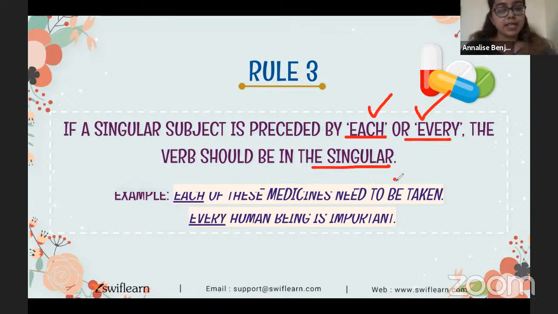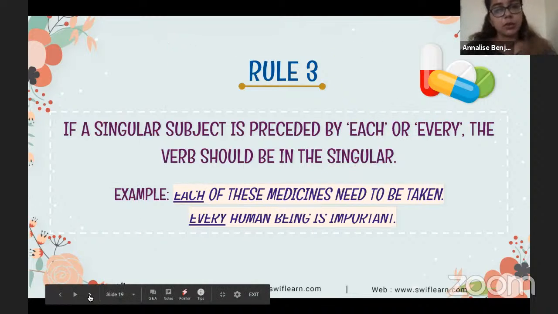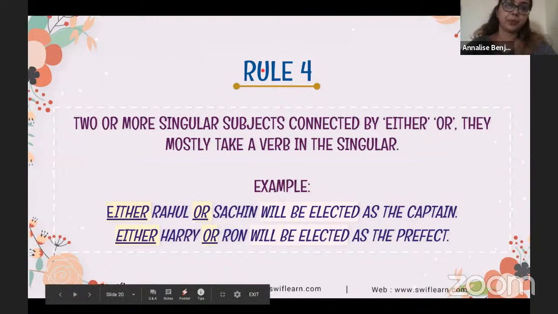Each of these medicines need to be taken. Okay, over here our singular subject is medicines, and it is preceded by each, so the verb will also be singular. Okay, I hope you've understood. Let's go to rule number 4.